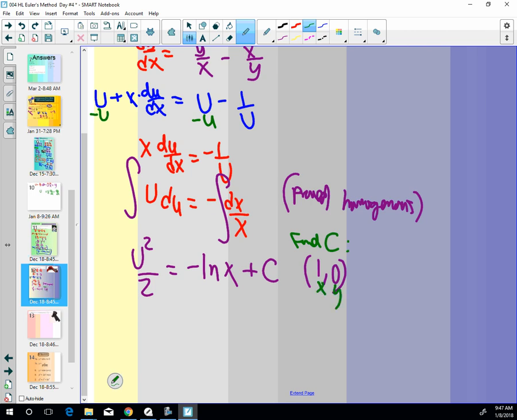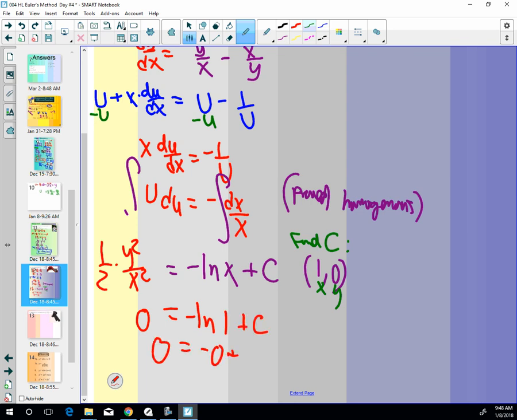So now you might want to change your u here, because u is y over x, so u squared over 2 will be y squared over x squared, all over 2. So now we put those in, and y is 0, so this will just be 0 is equal to negative natural log of 1 plus c. What's c equal to? It's just 0, isn't it? I like it when c is 0. Makes me so happy.